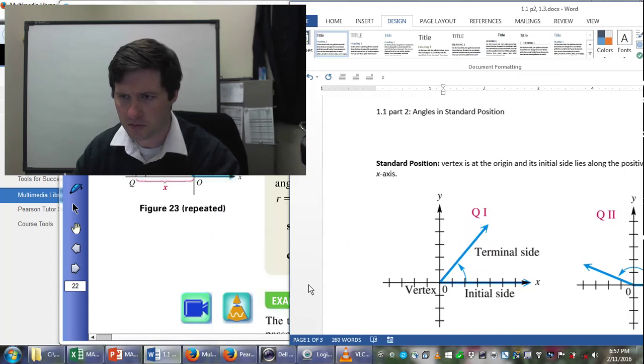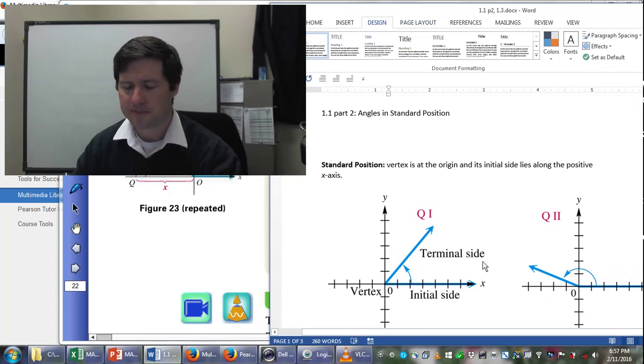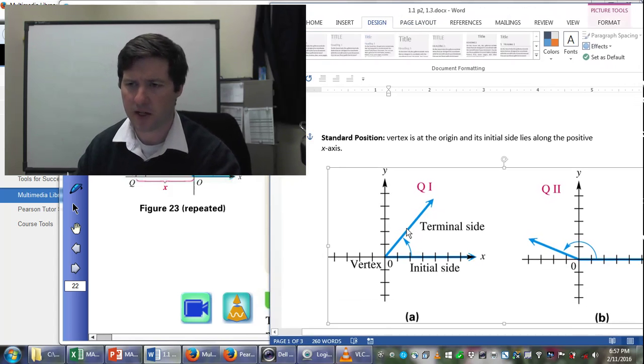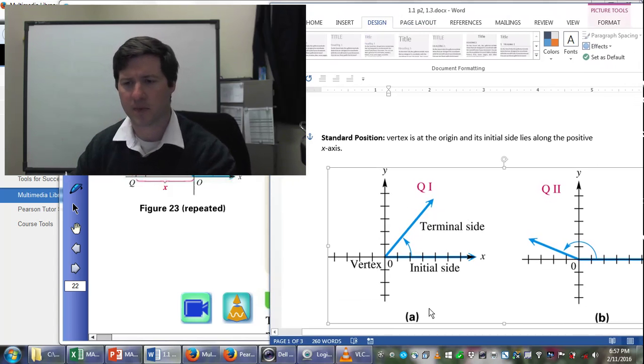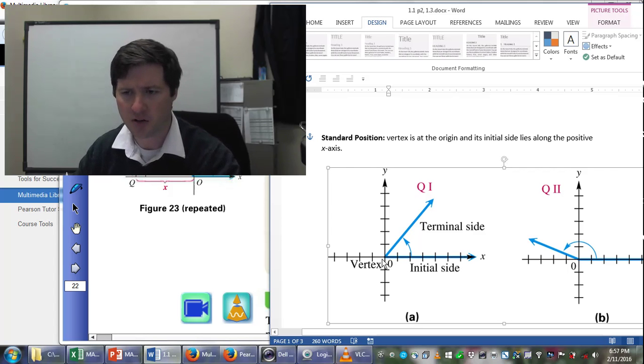Alright, so right here on the left, we've got part A here. We've got an angle graphed in standard position. It's called this when the vertex, which is the pointy part of our angle, is at the origin. And there are two sides to this angle.